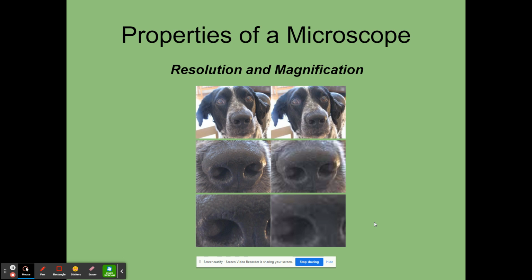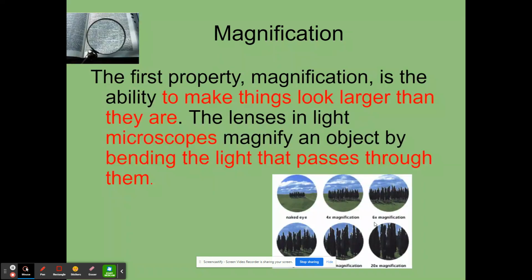Whereas resolution is dealing with the clarity of the actual object. A lot of times I like to refer to resolution as, if you wear glasses or contacts and you don't have those glasses or contacts in, your resolution is blurry. It's not clear, right? But when you put those contacts in or you put those glasses on, it becomes clear, right? So when you're using microscopes, your goal is to have a good resolution and magnify the image.